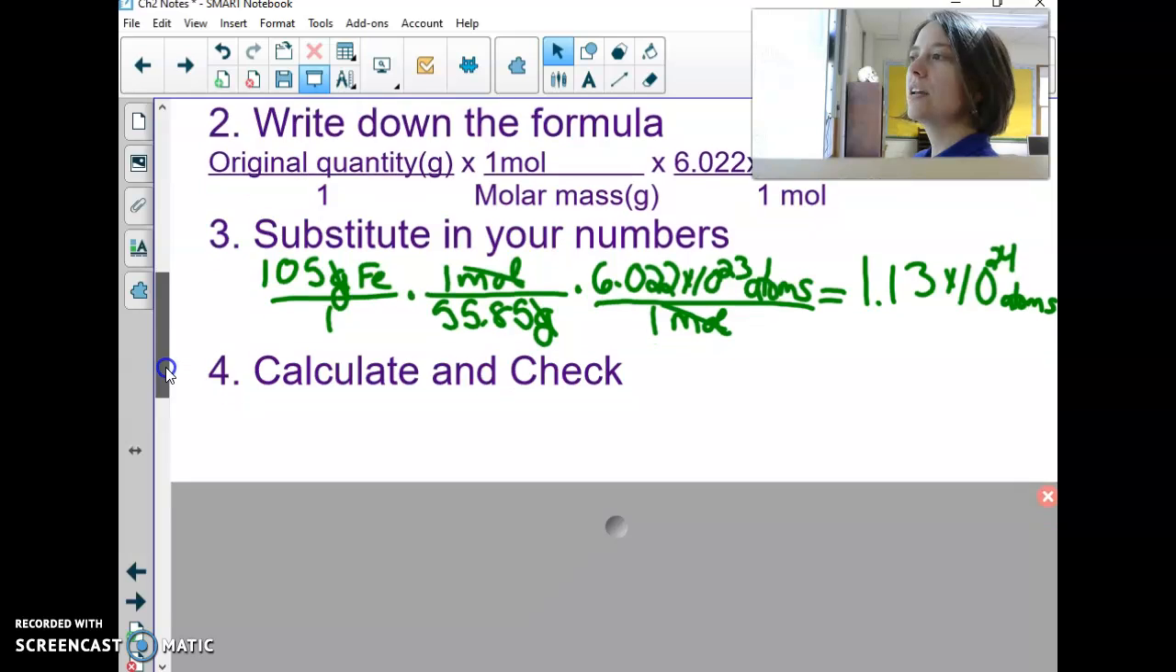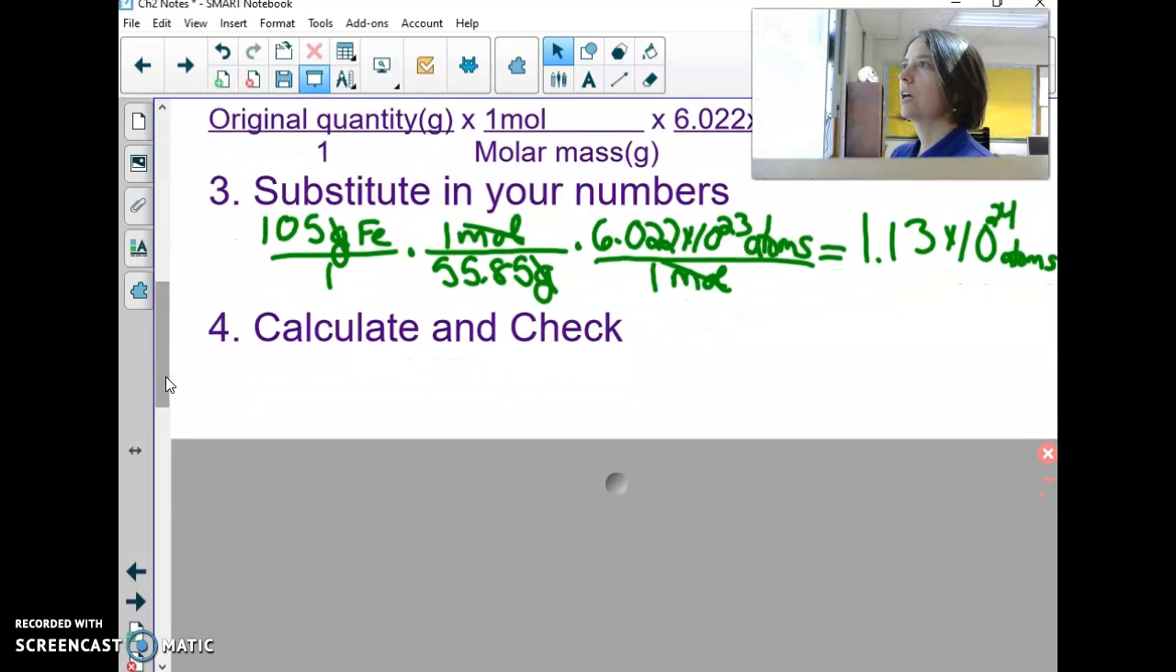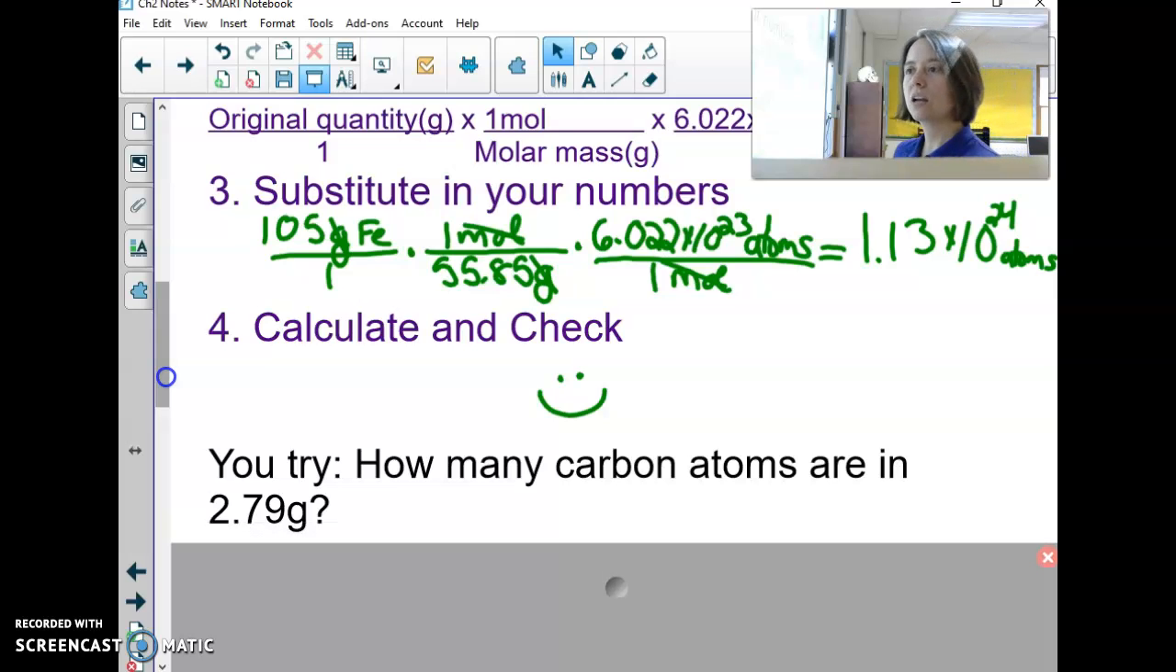If I have 105 grams and 1 mole is about 50 grams, that means I would have about 2 moles. So I should have about 2 moles of iron, and how many atoms would be in 2 moles? Well, if I take 6.022 times 10 to the 23rd times 2, it gives me 1.2 times 10 to the 24th. So is my answer somewhat like that? It is. So we have a reasonable answer. Good job.